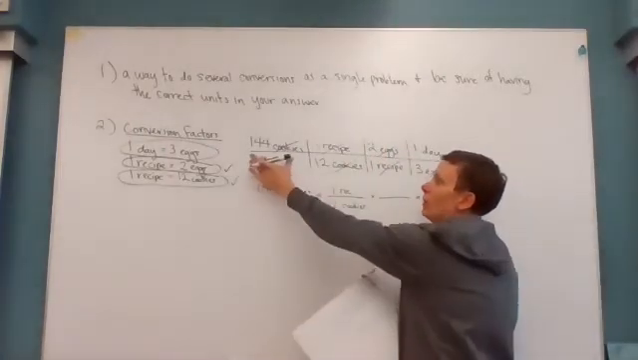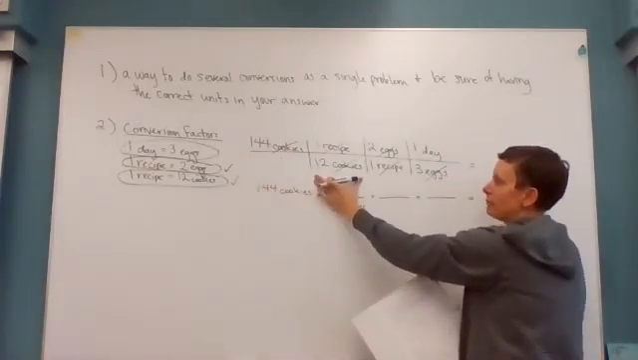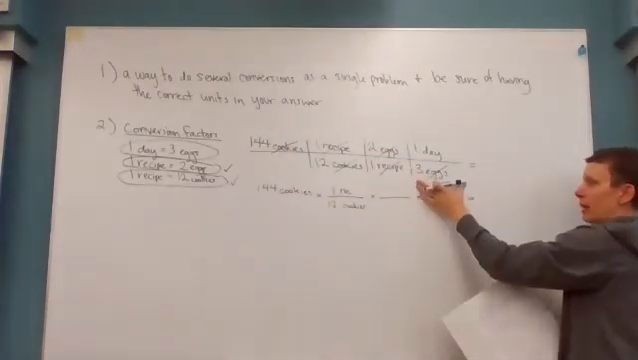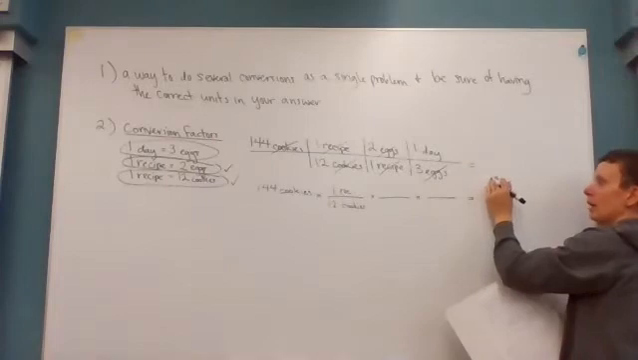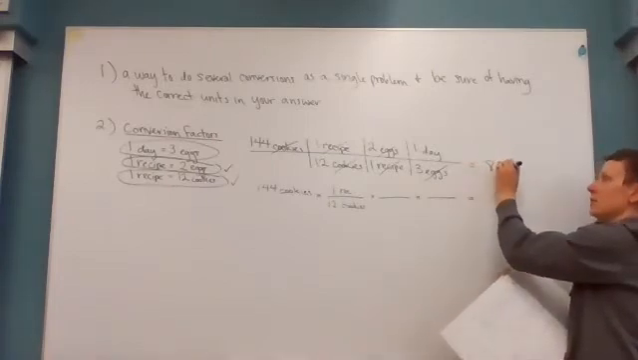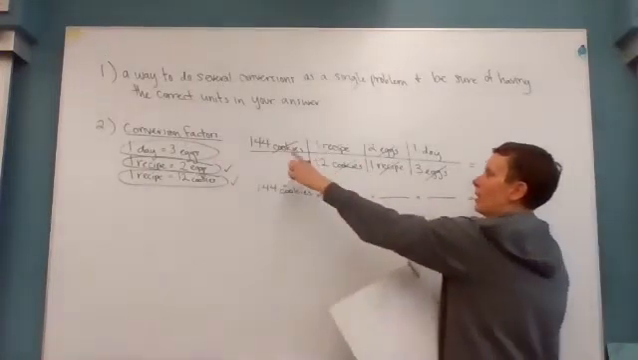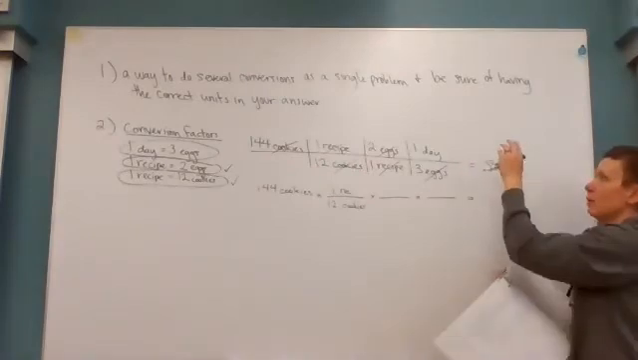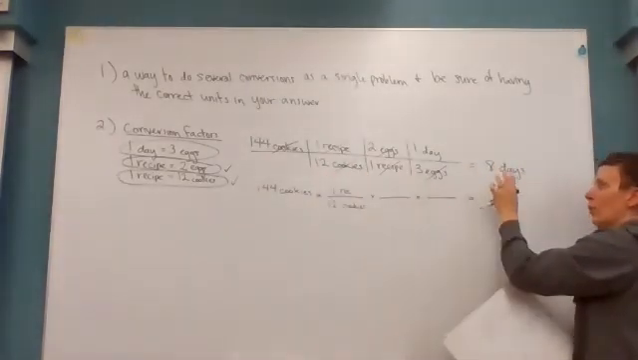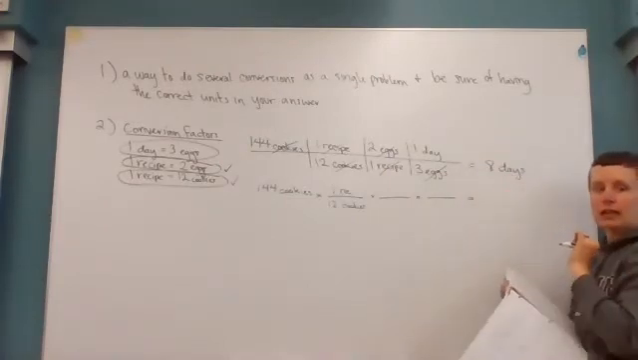You can do 144 divided by 12 because it's on the bottom, times 2 because that's on the top, divided by 3 because that's on the bottom, equals, and you'll get your answer. Okay, and that answer is 8 days. Another way that you can do it is 144 times 2. Write down your answer. 12 times 3. Write down your answer. And do your first answer divided by your second answer, and you'll get 8 days.